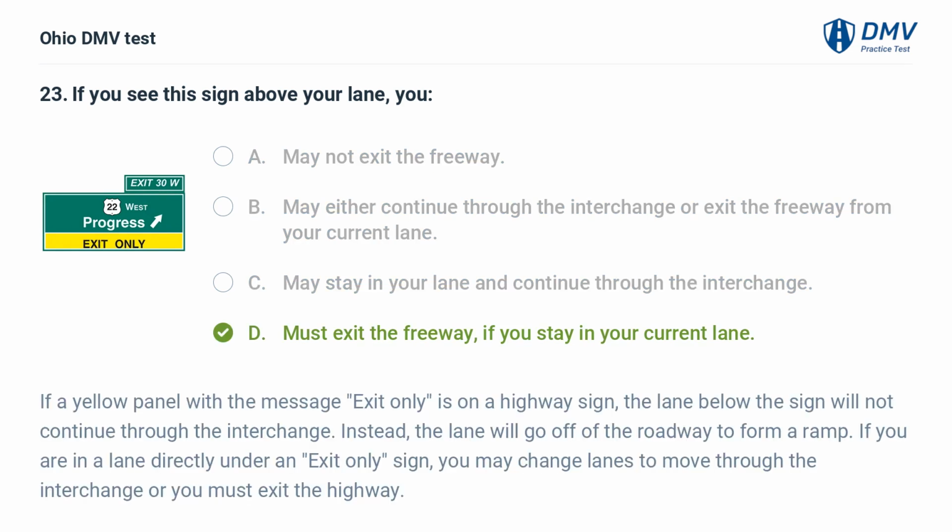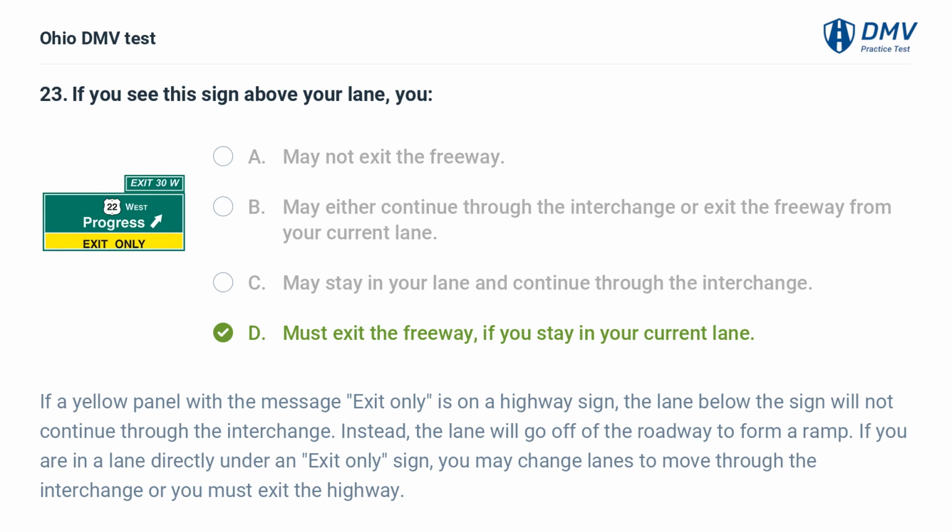D. Must exit the freeway, if you stay in your current lane. If a yellow panel with the message "Exit only" is on a highway sign, the lane below the sign will not continue through the interchange. Instead, the lane will go off of the roadway to form a ramp. If you are in a lane directly under an "Exit only" sign, you may change lanes to move through the interchange or you must exit the highway.